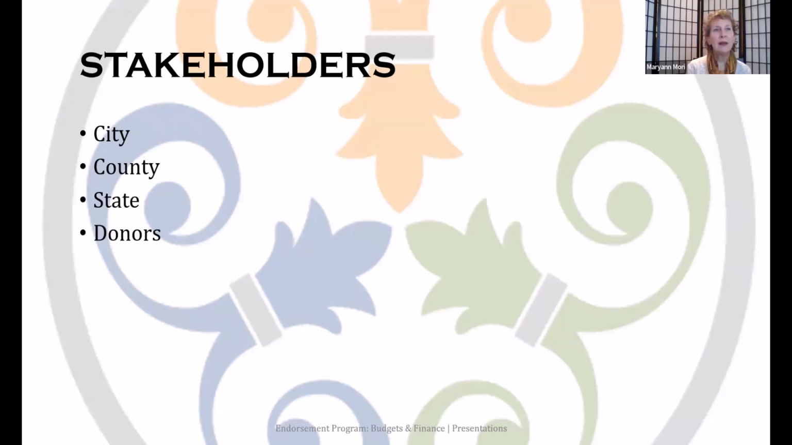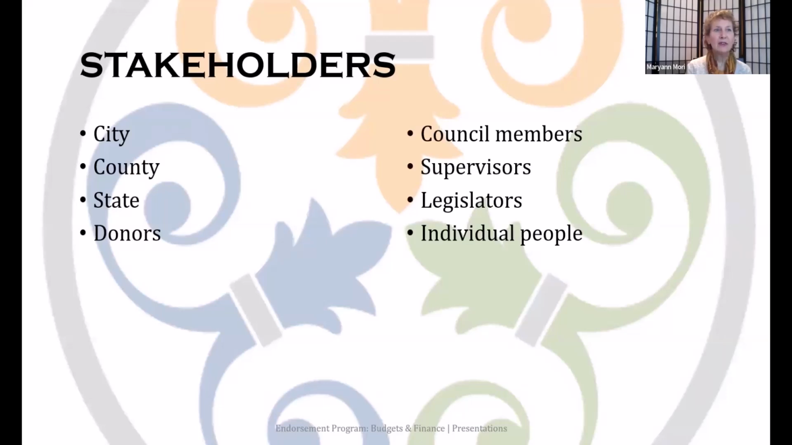Think for a moment about all of your funding resources. As we've identified in other modules, these entities noted on the slide, city, county, state, and donors, are probably your primary library funders, but don't think of these as just entities. Rather, think of them as people, various members of your community, city council members, supervisors, legislators, and individuals.